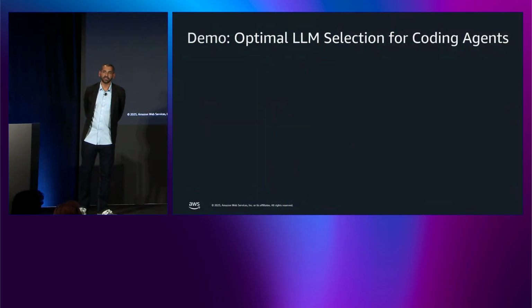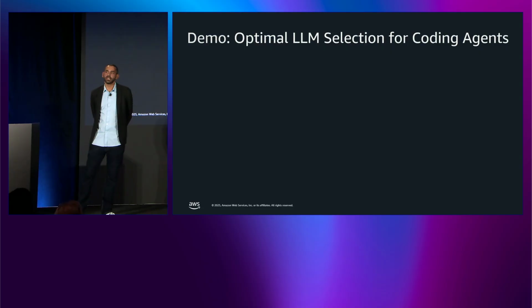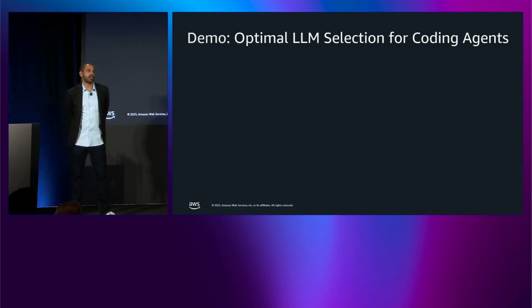And now to the fun part. Let's get to our demo. So in our demo, I'm going to be showing you a coding use case, where you're building a coding agent, and your coding agent is building types of applications. It could be building generative AI applications, and you want to make sure that whatever your coding agent is building, it is using the best LLM for the job, whether it's performance or whether it's price. And so I'm going to show you that full use case.